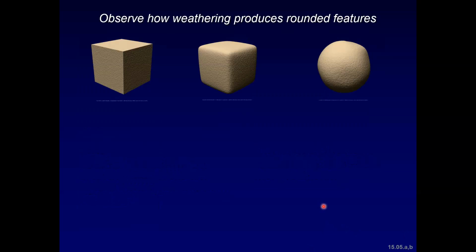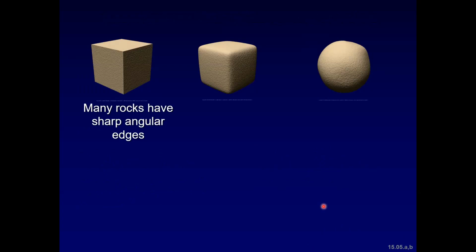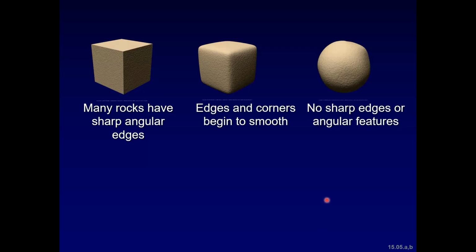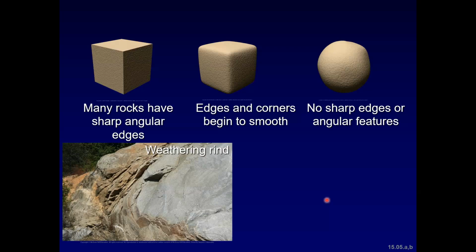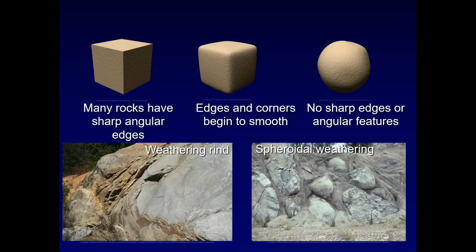So weathering will produce rounded features over time. First, many rocks will have sharp angular edges. Over time, the edges and corners begin to smooth until we have no sharp edges or angular features whatsoever. And then we can see a weathering rind as an example of that developing over time, or spheroidal weathering as in the case of this.